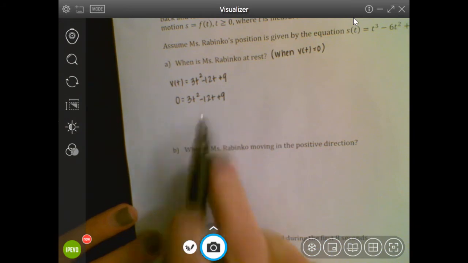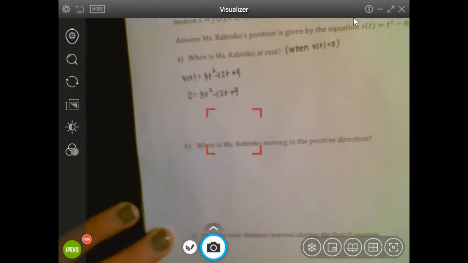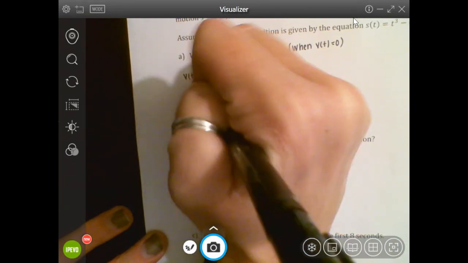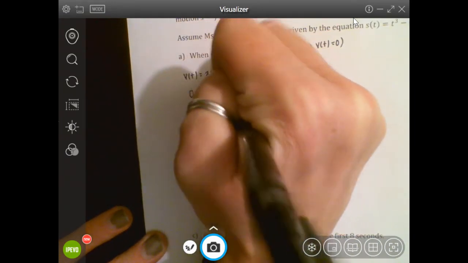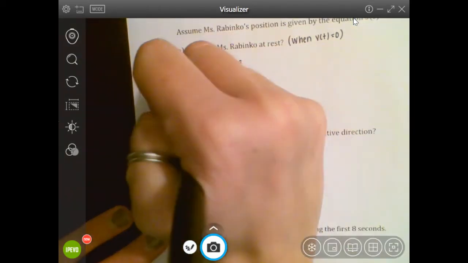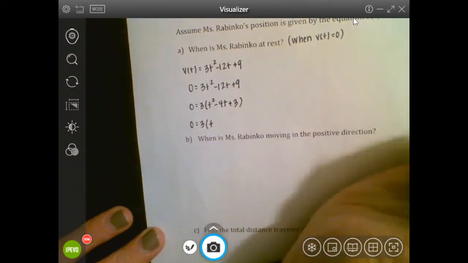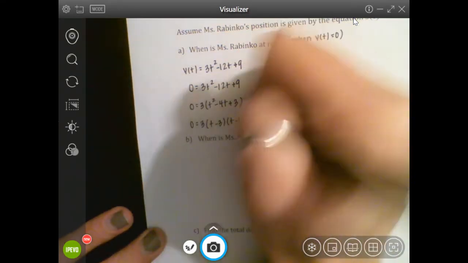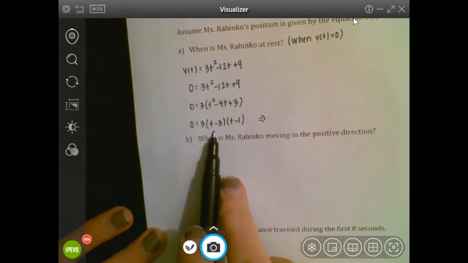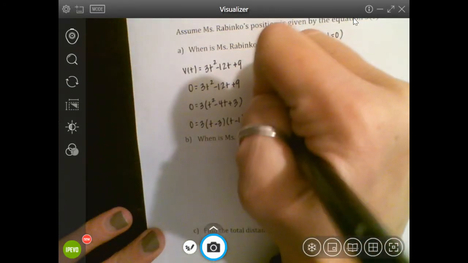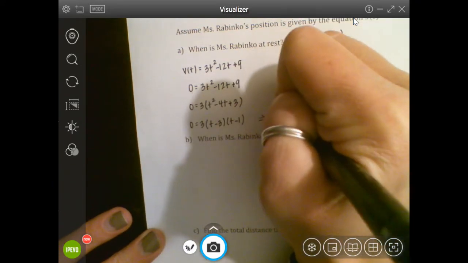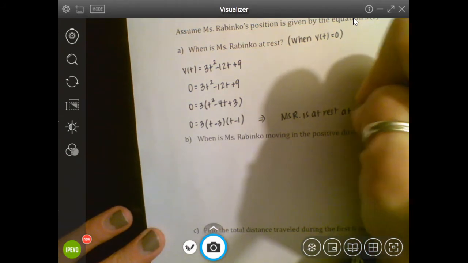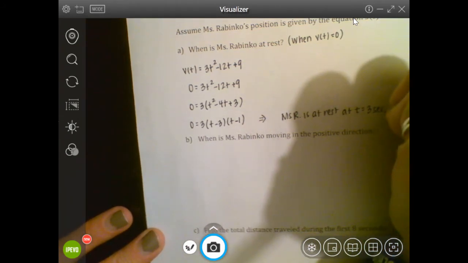And then I'm going to do whatever I need to do to solve this. First thing I notice here is they have a common factor of 3. So I'll go ahead and factor that out. And then it does look like I can go ahead and factor this. So that is factored into t minus 3 and t minus 1. And then that gives me 2 solutions here when I set t minus 3 equal to 0 and t minus 1 is equal to 0. That tells me that Miss R is at rest at t equal to 3 seconds and t equal to 1 second.